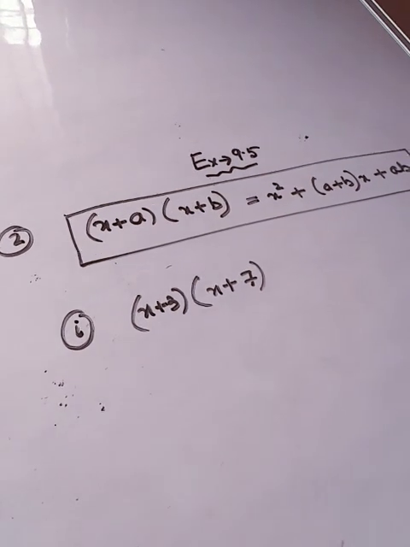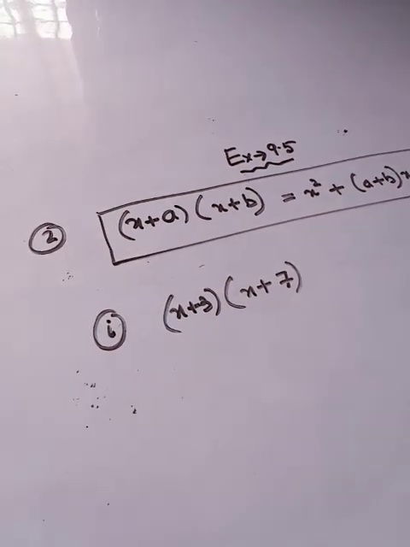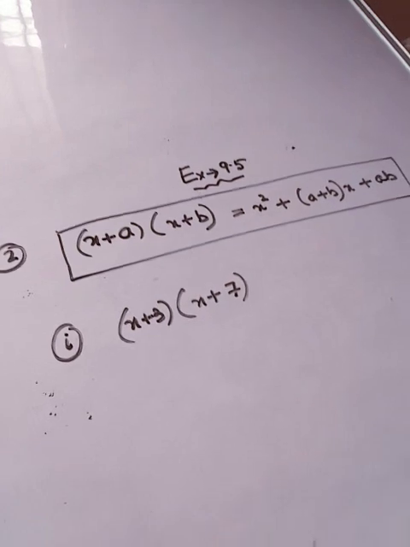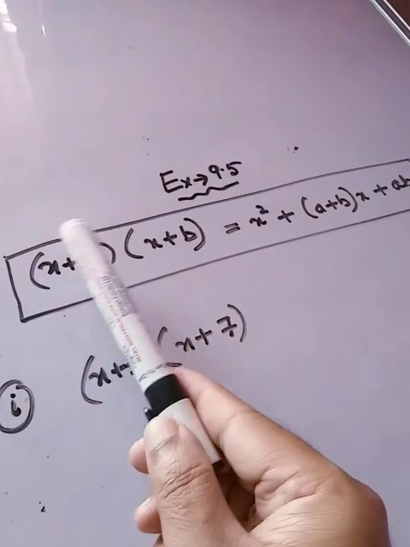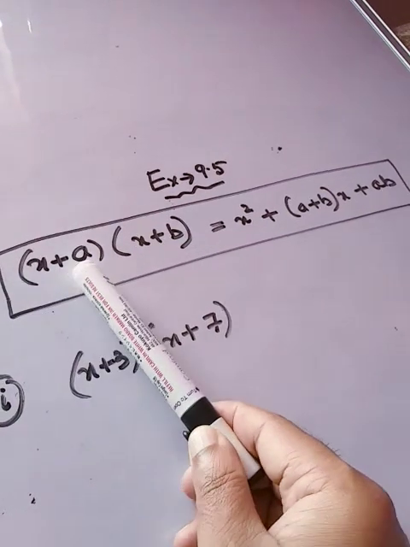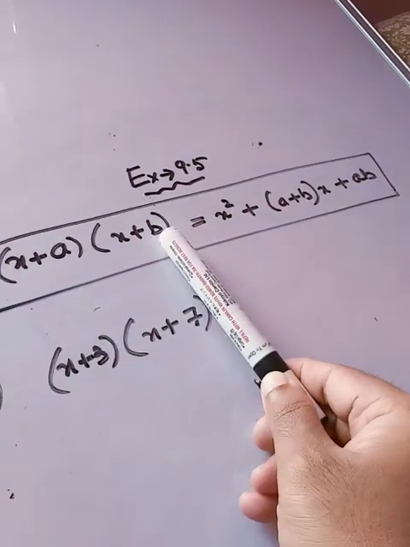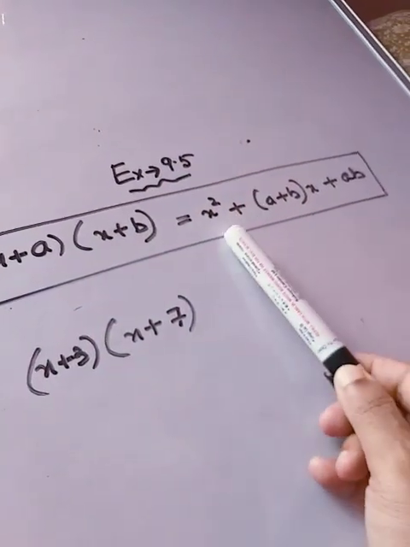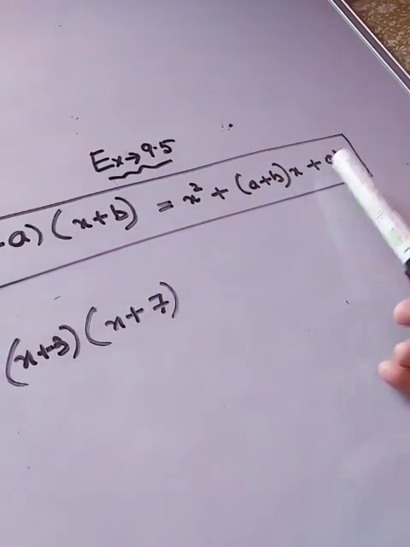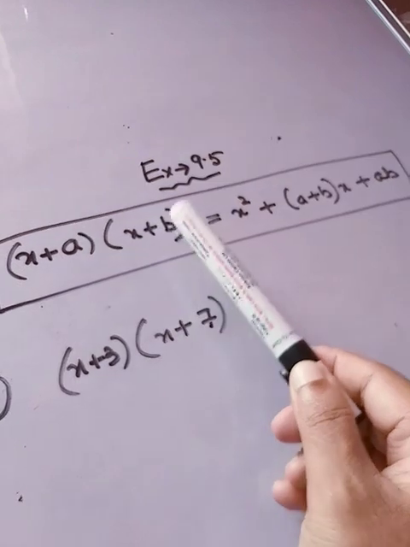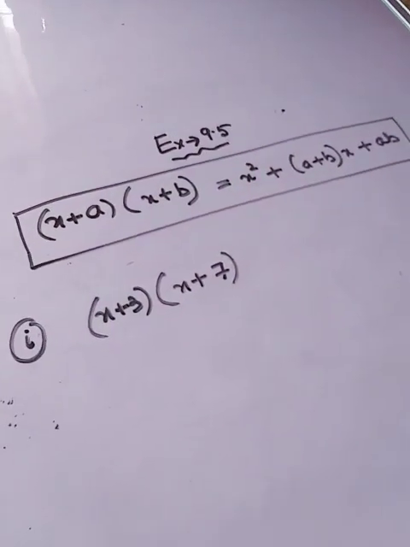Students, today we'll do question number 2 of exercise 9.5. Now in this question we'll use this identity, that is (x plus a)(x plus b) equals x square plus (a plus b) into x plus ab. Now how to apply this identity? Today we'll learn this.